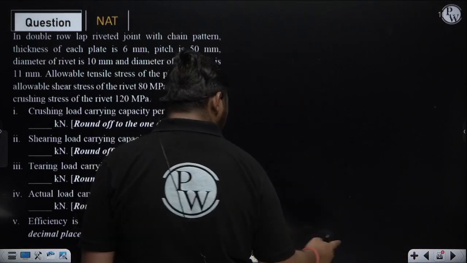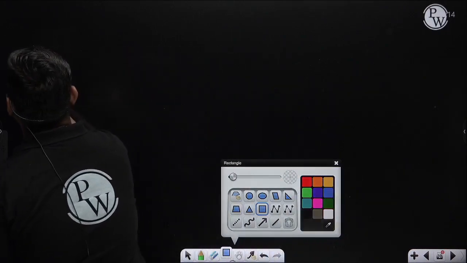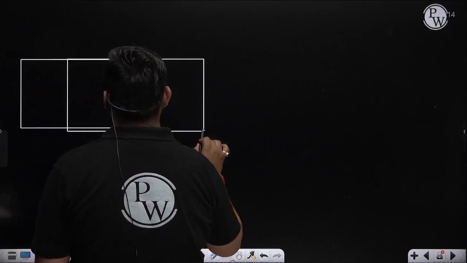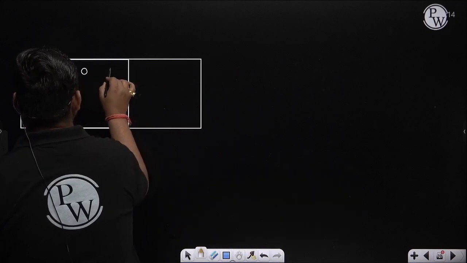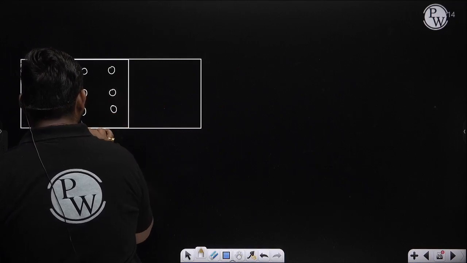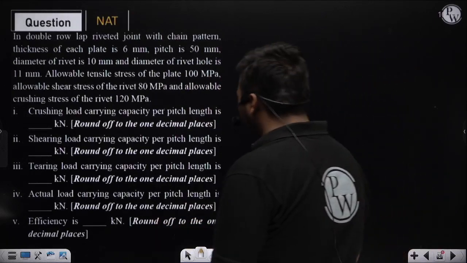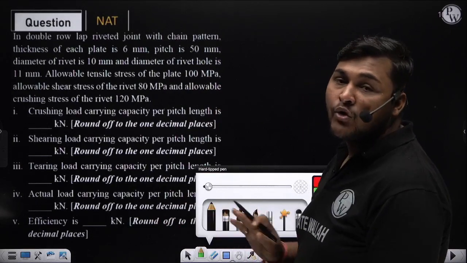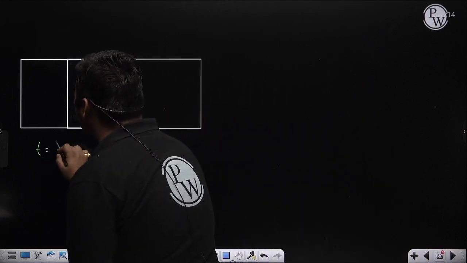Suppose first I draw the diagram of a double row lap riveted joint, just for understanding. It is a lap riveted joint, double row, meaning the number of rows is 2. Now, a double row lap riveted joint with chain pattern means the arrangement of rivets in each row is the same. The thickness of each plate, that is T, is 6 mm.